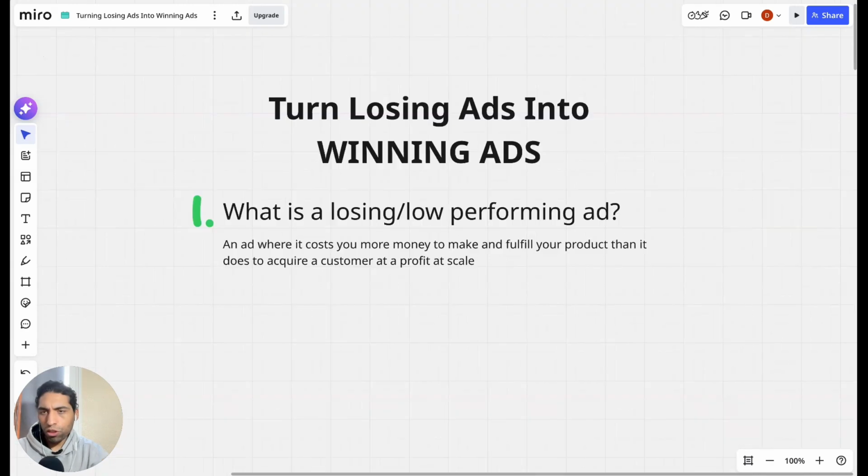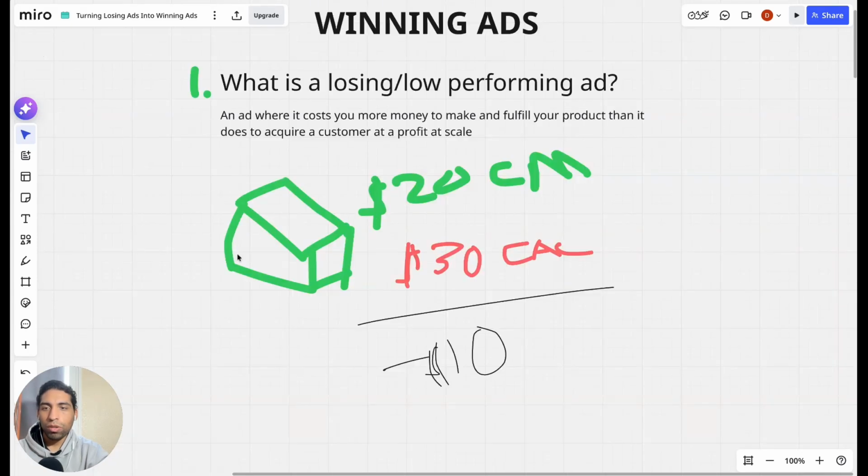Here's what I mean. First, what is a losing or low performing ad? The way I define it is it's an ad where it costs you more money to make and fulfill your product than it does to acquire a customer at profit and at scale. So here's a box of stuff. Let's say after all costs that go into making and fulfilling this box of stuff, you make a $20 contribution margin, or a $20 profit.